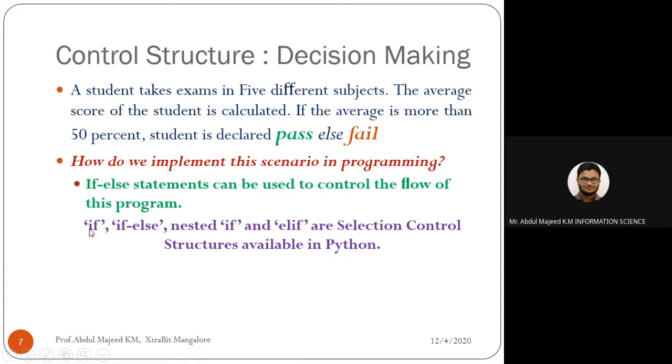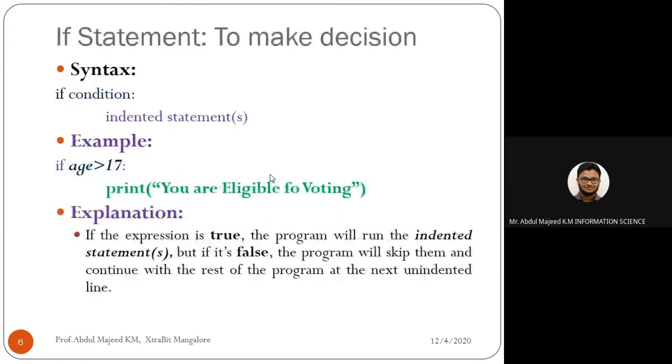Okay, so if there is only one option, then you can opt for if statement. If there are exactly two options, then you can select if else statement. If there are more than two options, then you can go for elif statement. So it's very simple. Okay, so if, elif, and else statements in Python are used for decision making or branching. So let's discuss one by one.